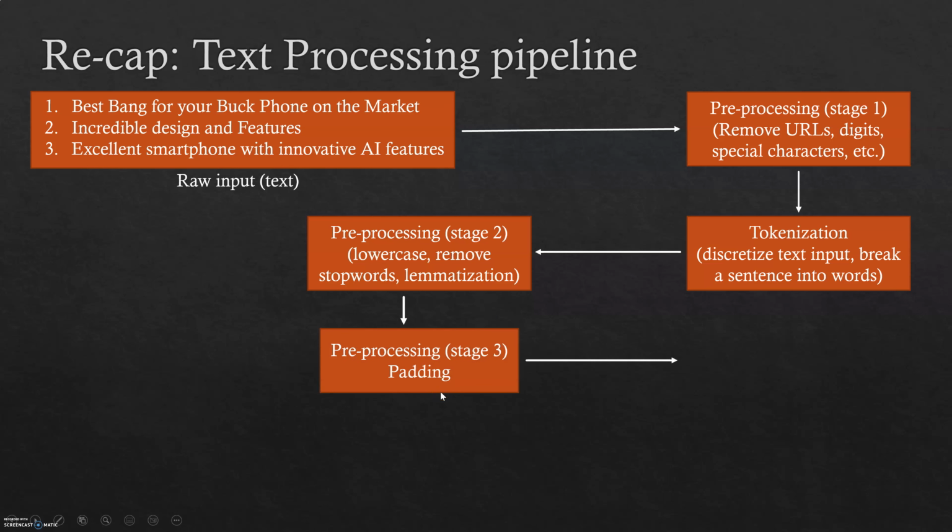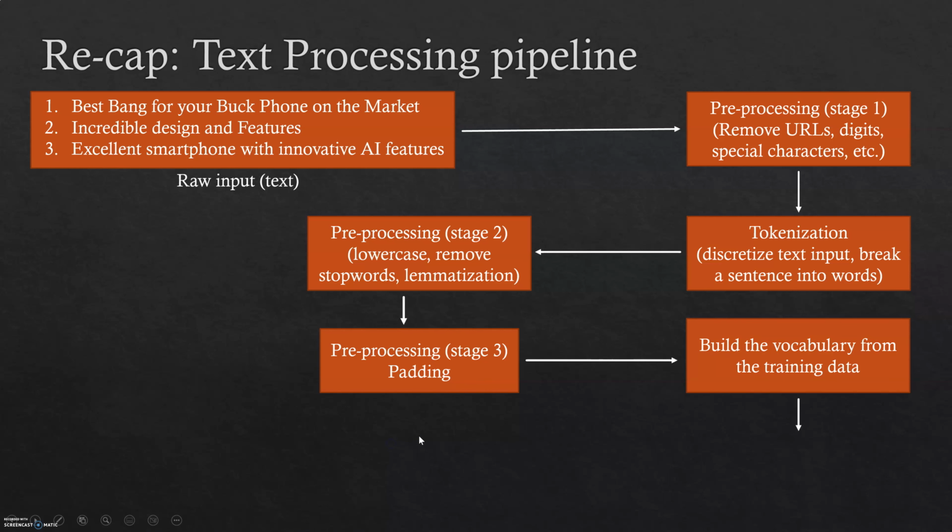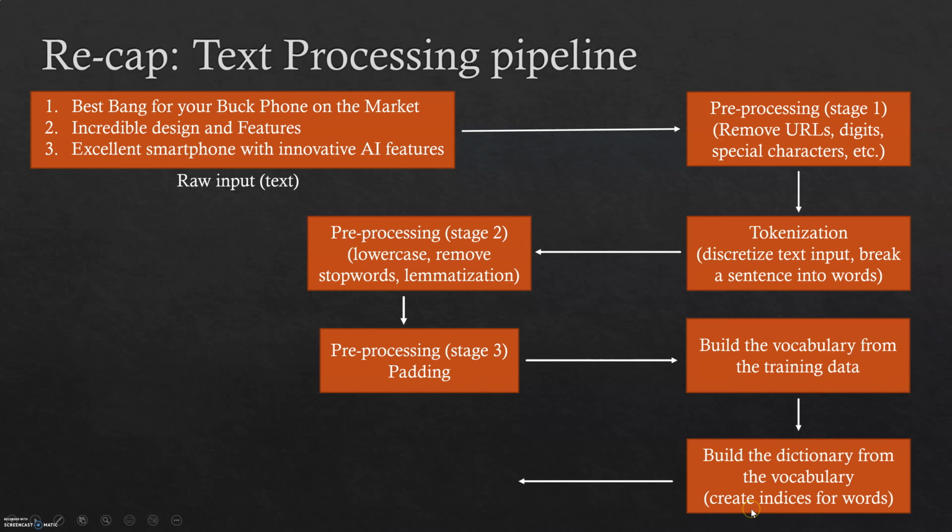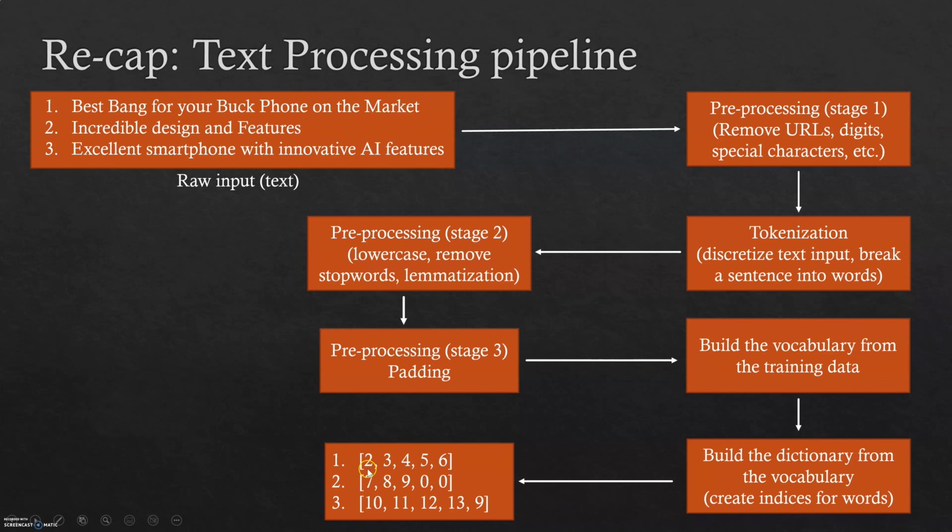Then we can do further pre-processing, which is lowercasing, removing the stop words, and lemmatization. Then we can do further pre-processing, which is simply padding the shorter inputs with 0 so that all the inputs in the training data set or the test data set are of the same length. And finally, we need to build the vocabulary and the dictionary so that we can create indices for each of the unique words. Those indices are then used to represent each of the words, and this is what goes into the deep learning models for training. So that's our entire pipeline for pre-processing the text.